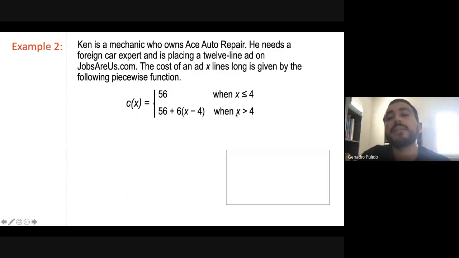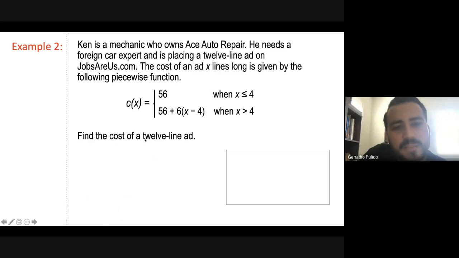Okay, when X is greater than 4, then we're going to pay 56 plus $6 times X minus 4. Now, why X minus 4 is because we're not going to pay again for the 4 lines that we're paying $56 for. So for 4 lines is $56, then after that, it's going to be $6 each, right? So we have to take into account that we're not going to pay for the 4 lines before. And again, if you have any questions, please ask me tomorrow in class.